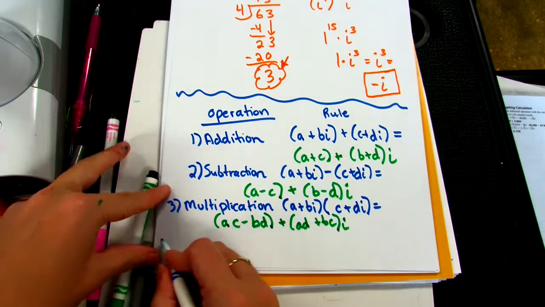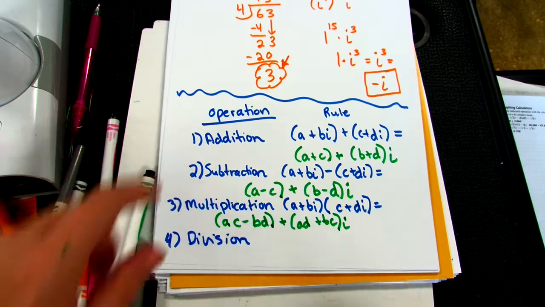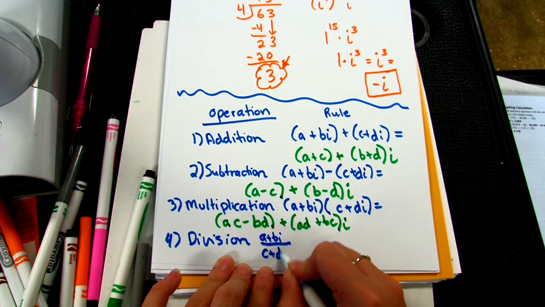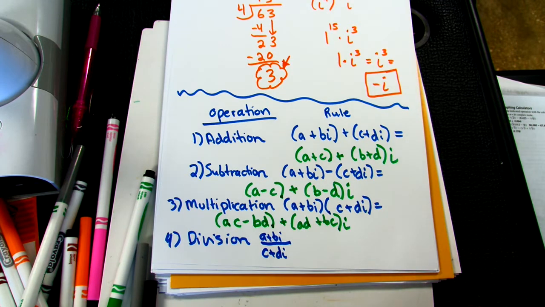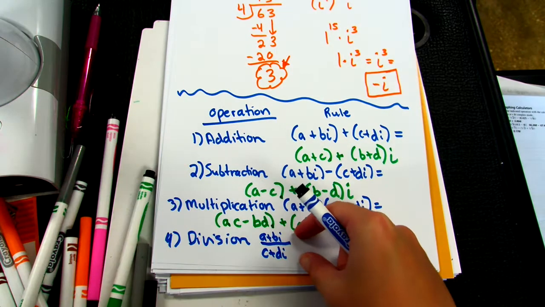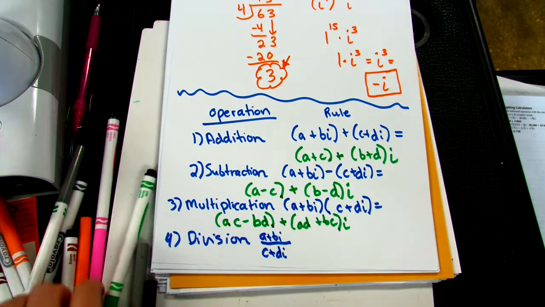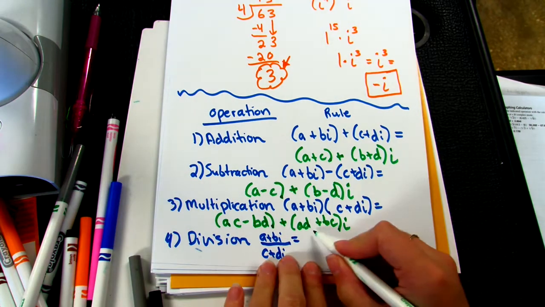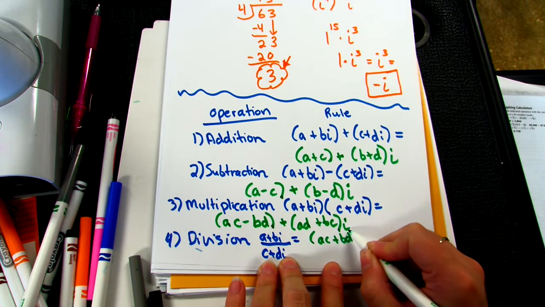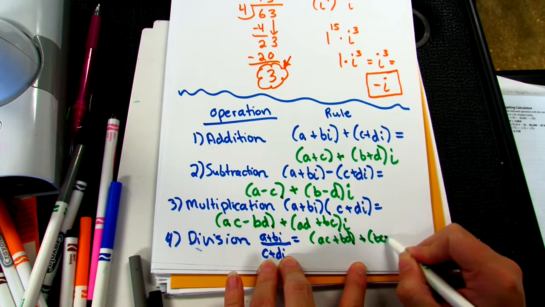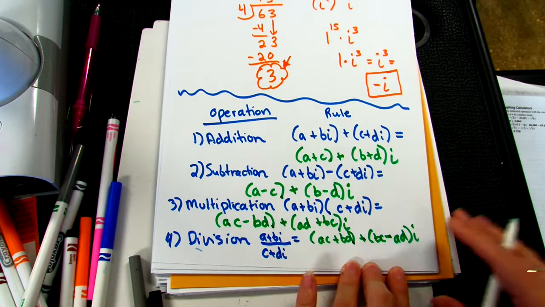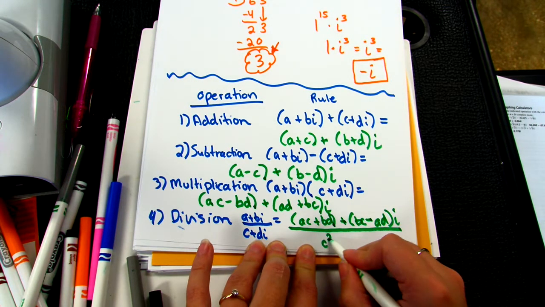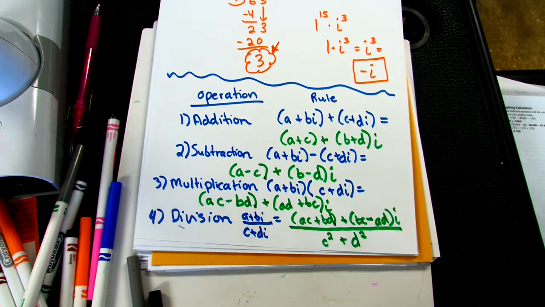All right, last operation is division. Okay, so this is going to look like something like this: a plus bi over c plus di. So this is where you would use your conjugate, c minus di, and you would multiply numerator and denominator by c minus di, and you would get your answer and rationalize it. That's one way to do it, okay? Or there's also a rule that you can use, and the rule says this: (ac plus bd) plus (bc minus ad)i, all over c squared plus d squared. That is your formula rule for division.